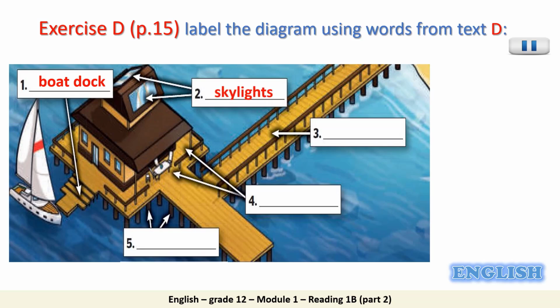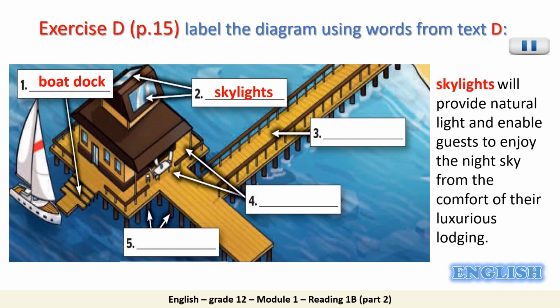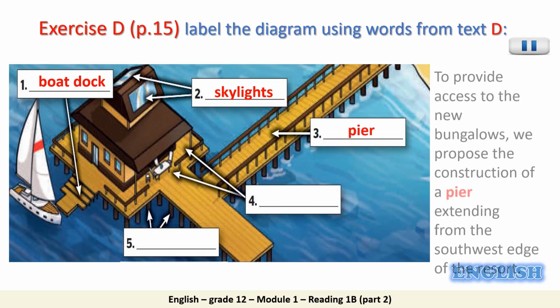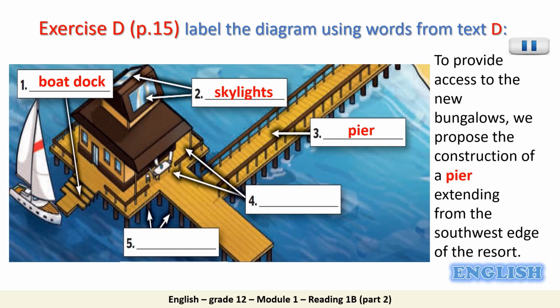Skylights. Among the features of the skylights is that they provide natural light and enable guests to enjoy the night sky from the comfort of their luxurious lodging. Next, the pier. To provide access to the new bungalows, we propose the construction of a pier extending from the southwest edge of the resort.